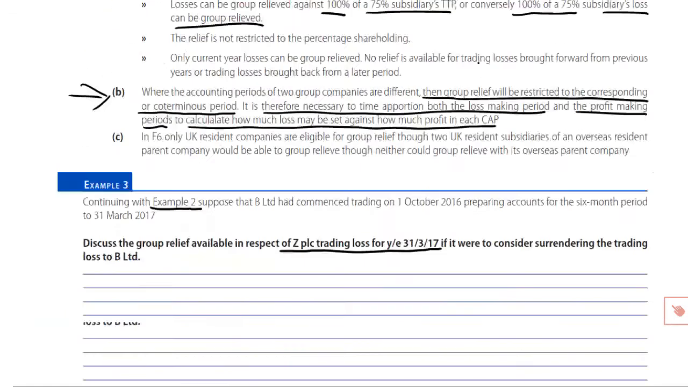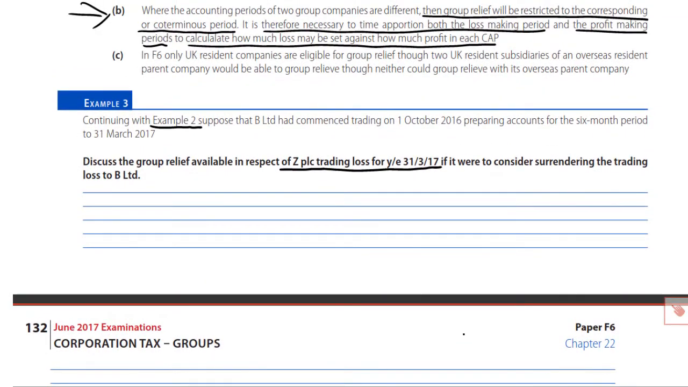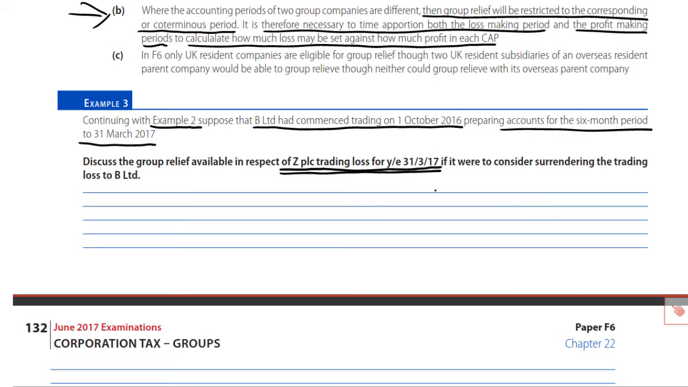So, in this particular problem now, we are posing the point that Z could indeed group relieve with B, but what about if B Limited had commenced trading on the 1st of October 16? Therefore, its accounting period was for the 6-month period to 31st of March 17. So Z had a trading loss for the year ended March 17, whereas the claimant, the profit-making company, had accounts of only a 6-month period to 31st of March 17.